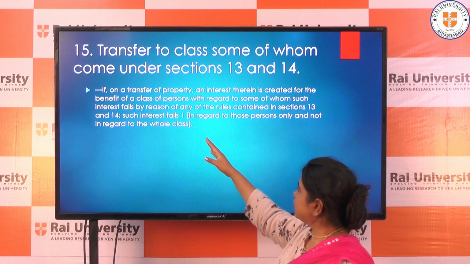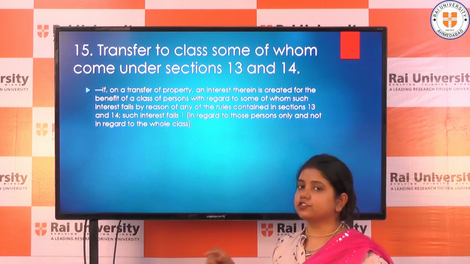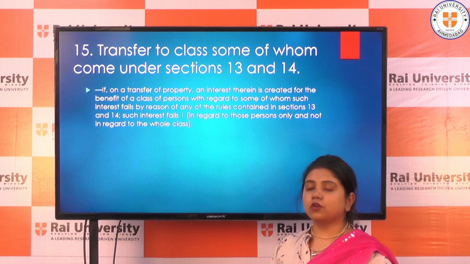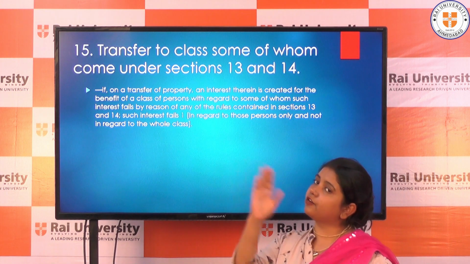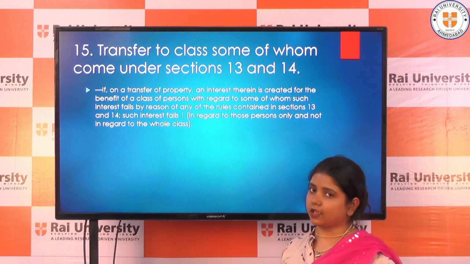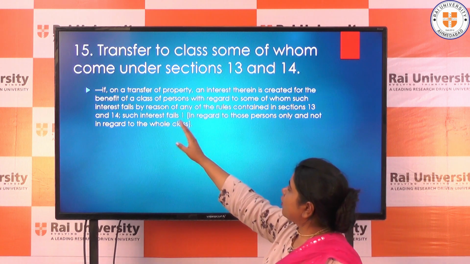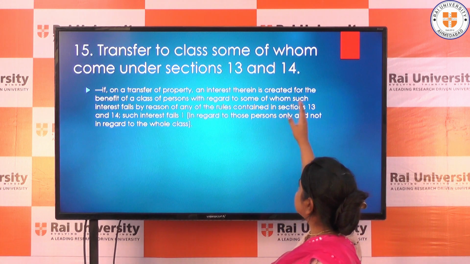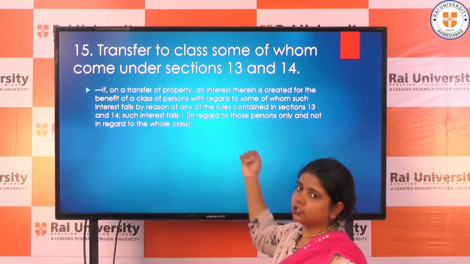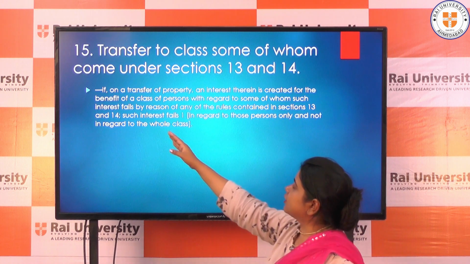Then the transfer of the interest fails on behalf of Y, but on behalf of X it is valid. So the property in this case will not revert back to A. The property will transfer to X perfectly. This is what this section is actually dealing with: that if on a transfer of property an interest is created for the benefit of a class of persons, who are the class of persons here? X and Y, with regard to some of whom such interest fails.